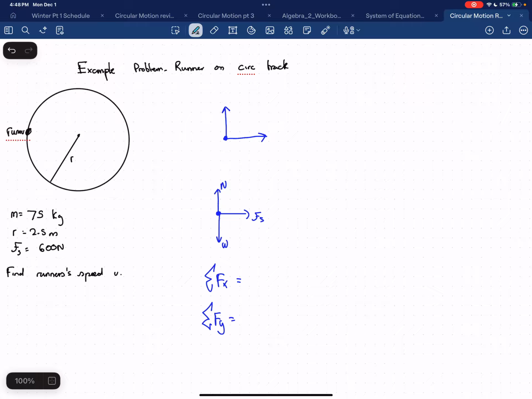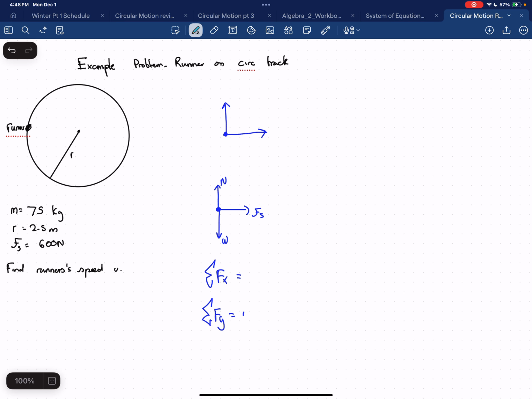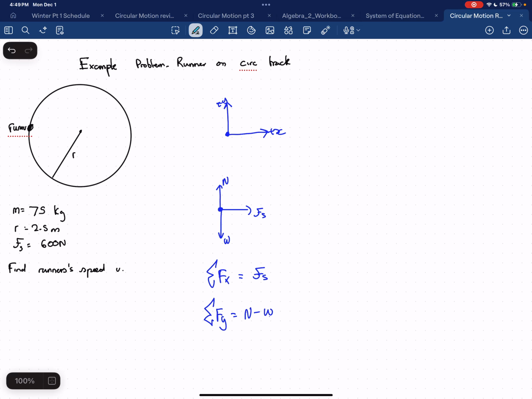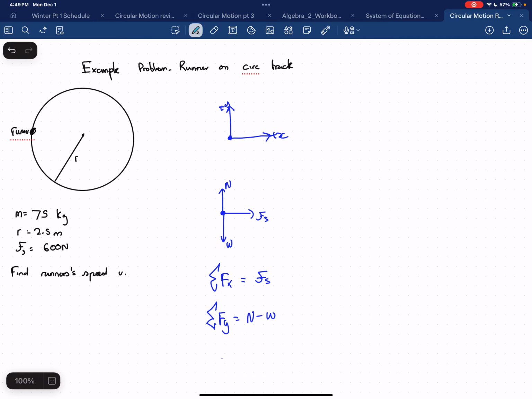And remember, here's the question. We have a mass of 75 kgs. The radius is 2.5 meters. And the static friction is 600 newtons. And we want to find the speed. So our force in the y direction is N minus W, normal minus weight, because positive y is there and positive x is there. In our x direction, we only have static friction. Now, we apply the condition. I'm in equilibrium in the y direction, and like the previous section said, F of y is going to be equal to 0. So my normal equals my weight.